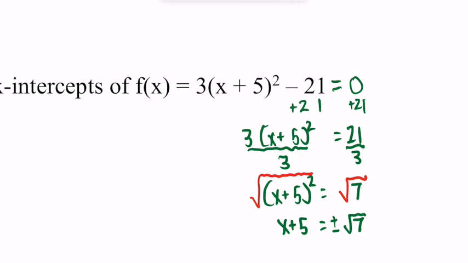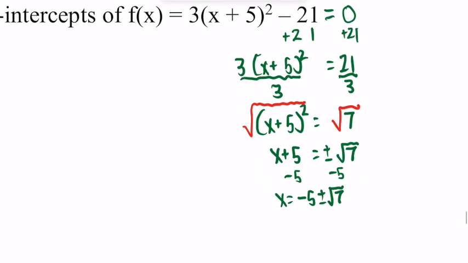Now to get rid of the plus 5, we subtract 5 from both sides. They're not like terms on the right side, so we would leave them separate. And we would have x equals -5 plus or minus the square root of 7. Or if we want individual answers, -5 minus the square root of 7 and -5 plus the square root of 7.